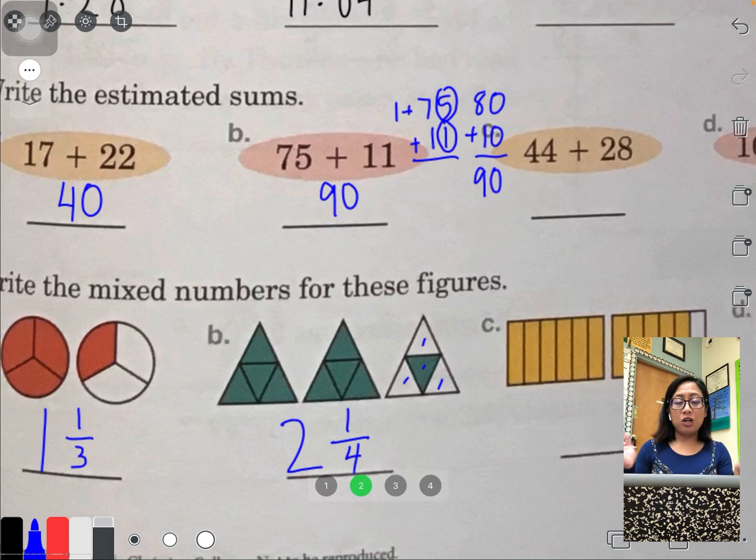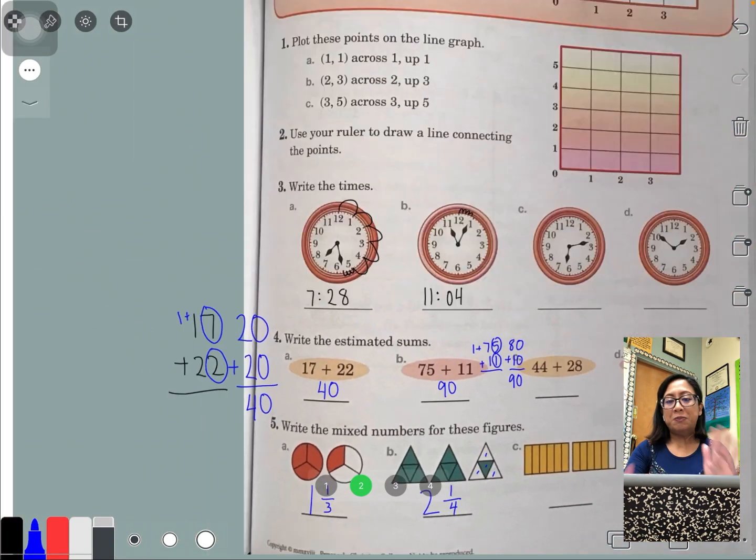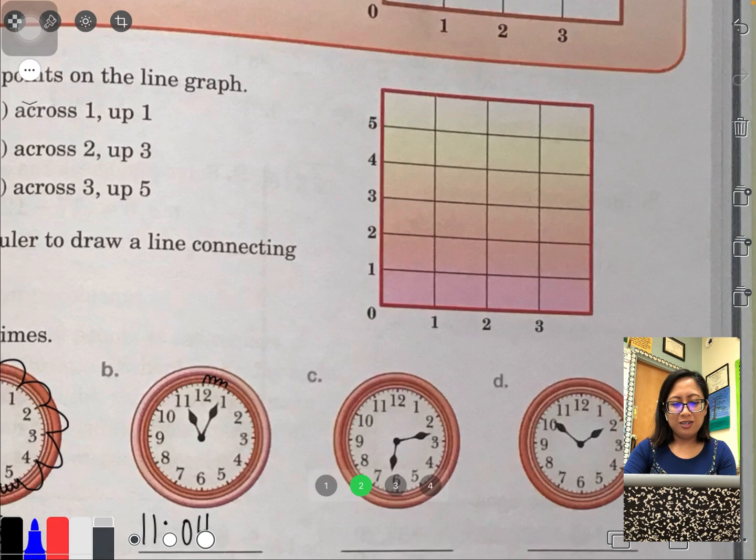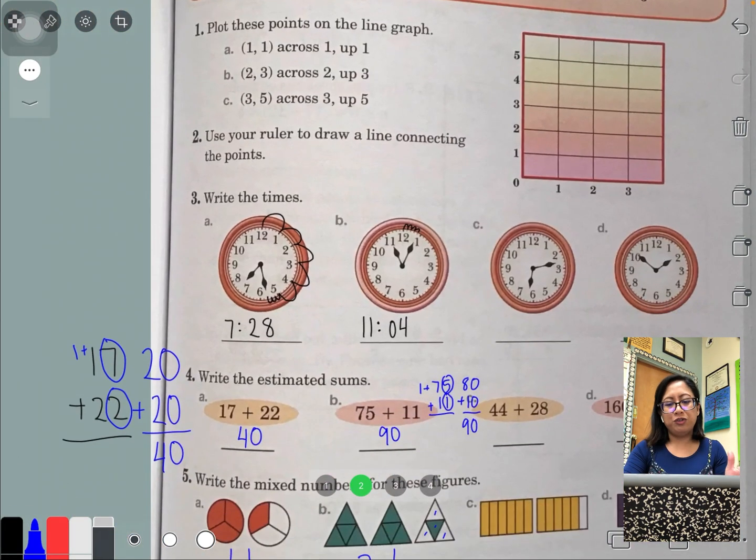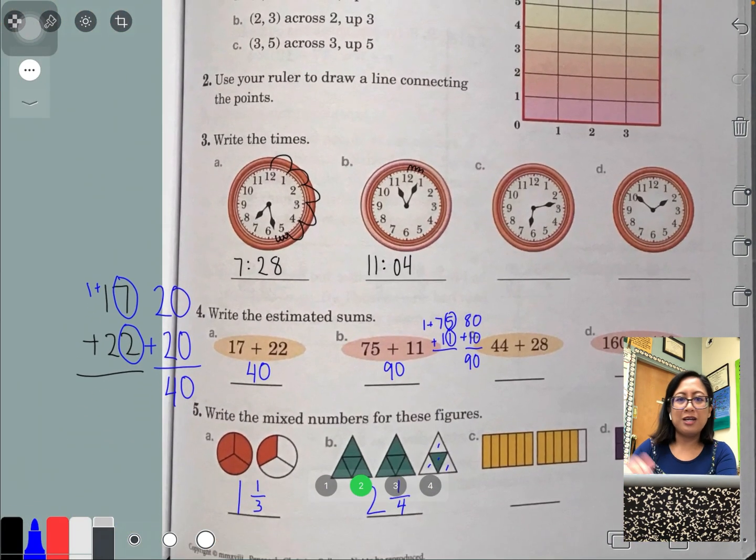At our Zoom meeting, you should have at least this much filled in. I don't want to have to repeat A and B for 3, 4, and 5 because that's what the videos are for, unless you don't understand. But at least this much should be filled in on page 249. So now let's go to page 250.